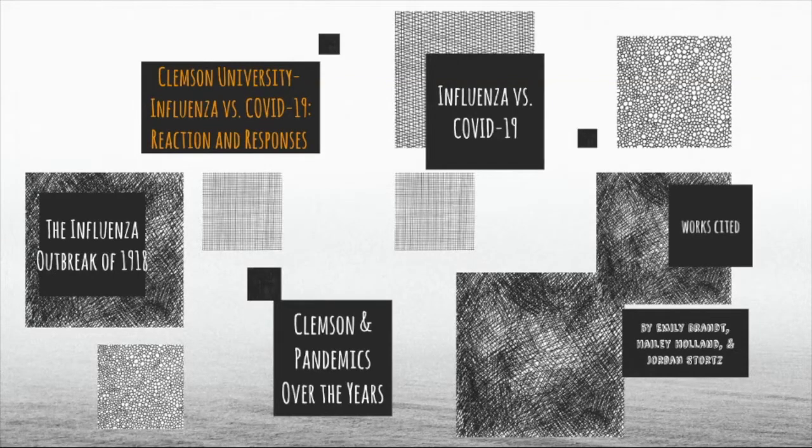Hey everyone, this is Haley speaking, and I will be introducing the Project 5 presentation for my group. We split the presentation into 3 sections of discussion, beginning with me summarizing facts and statistics from the influenza outbreak of 1918. Next, we move on to a timeline of pandemics throughout the years created and presented by Jordan. Finally, Emily will discuss similarities and differences between the outbreaks and conclude our presentation.